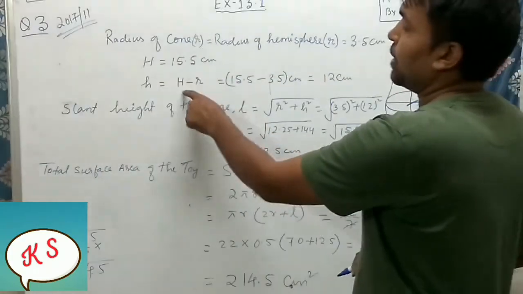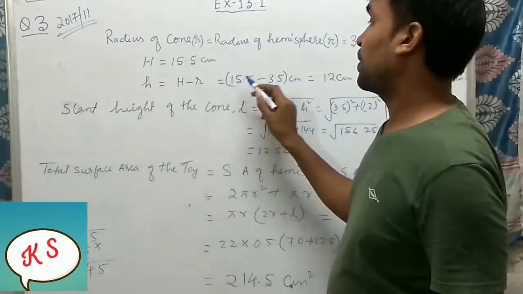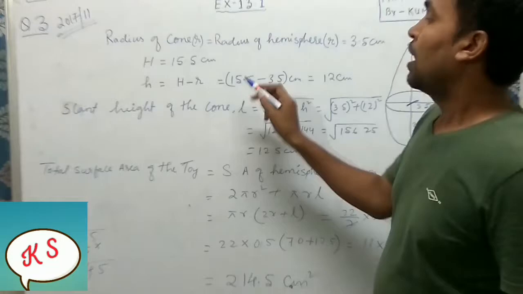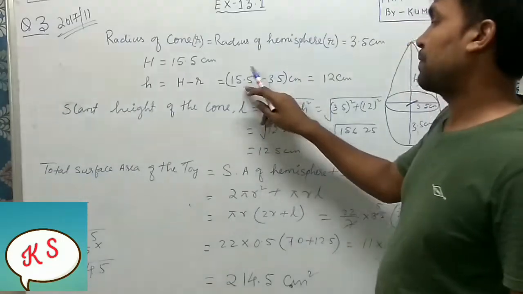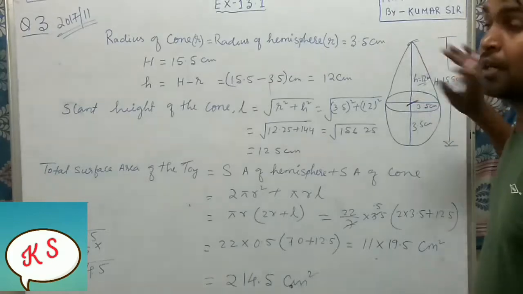So we have done what? H minus r. Capital H minus r. R is the radius. 15.5 is H, and r is 3.5. If you subtract, you will get 12 centimeter. 12 centimeter is the height of the cone.